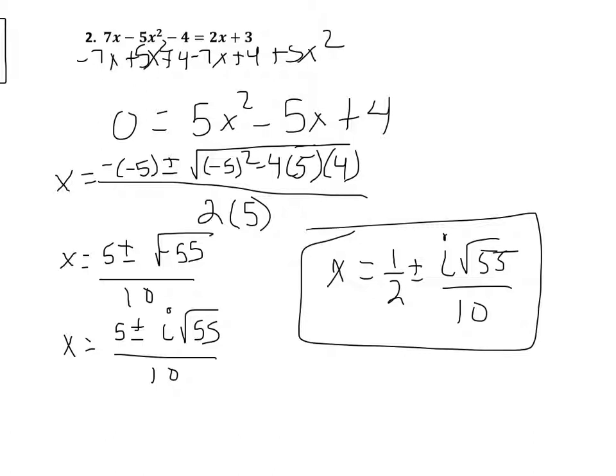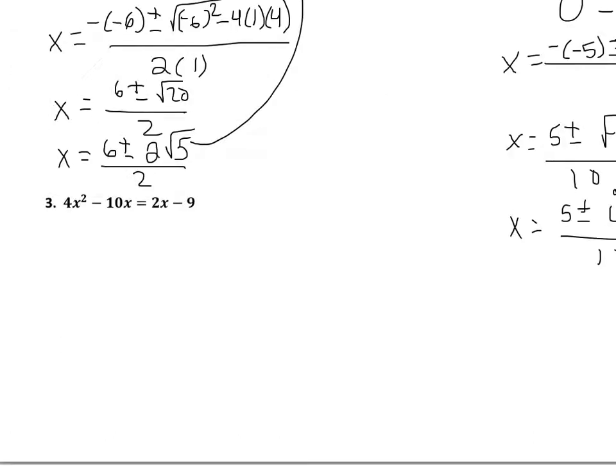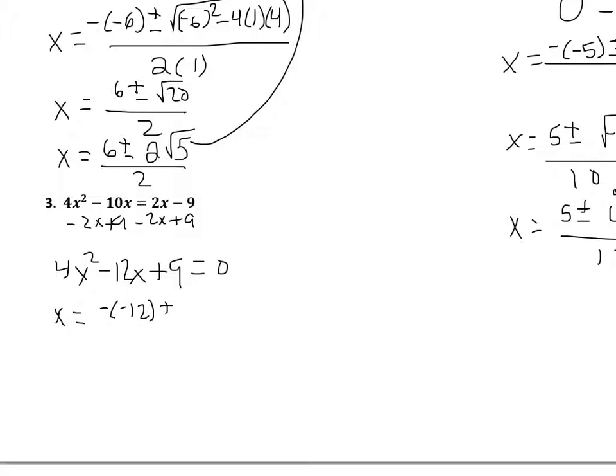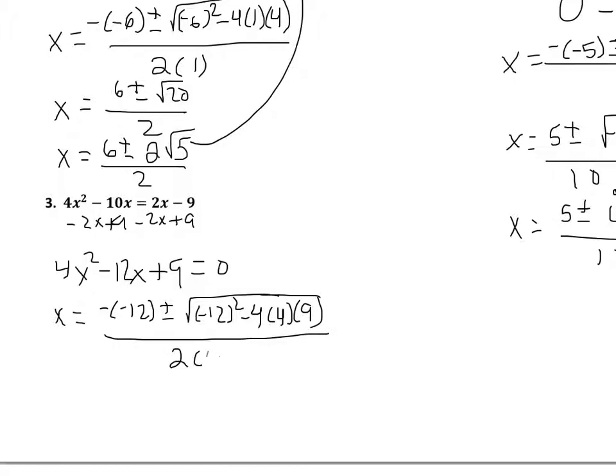Let's take a look at another one. Alright, so first thing I would do, subtract the 2x, add the 9. So you get 4x squared minus 12x plus 9 equals 0. Now we just have to set it up. X equals negative b plus or minus the square root of b squared minus 4 times a times c, all over 2 times a.